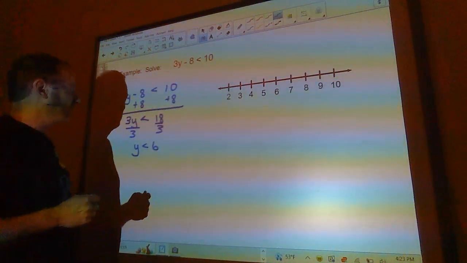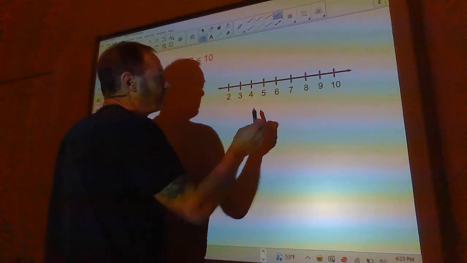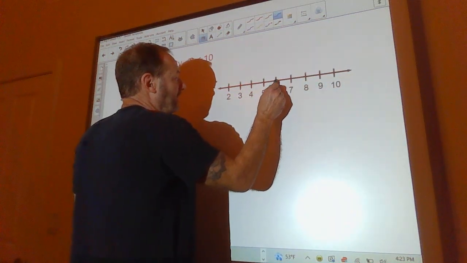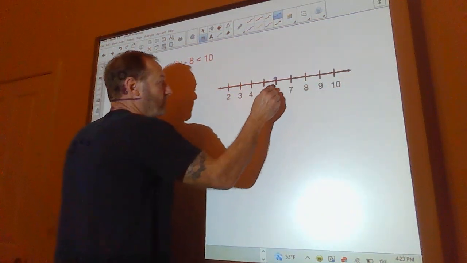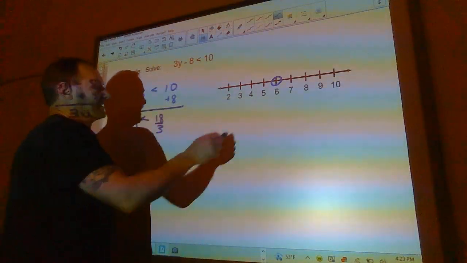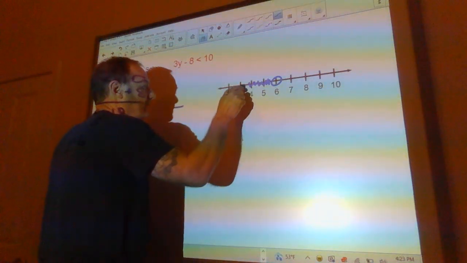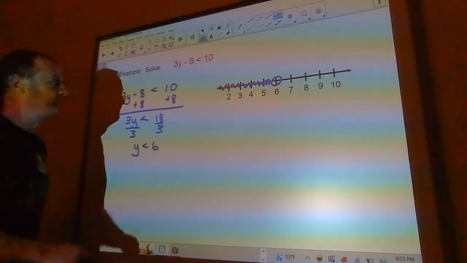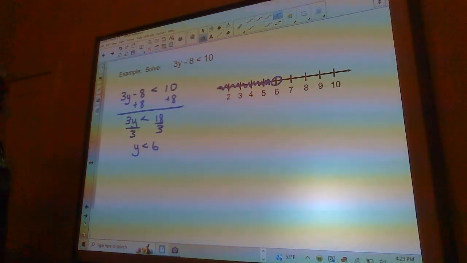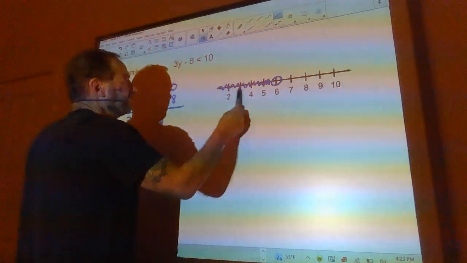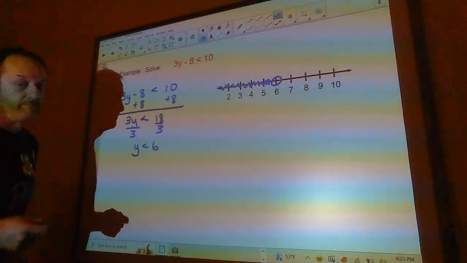Okay, so we're going to take 6, and it's a less than, so we're going to put an open circle right here, and we want the less than side, so we're going to want this side right there. So any number that's less than 6 will make this a true statement.